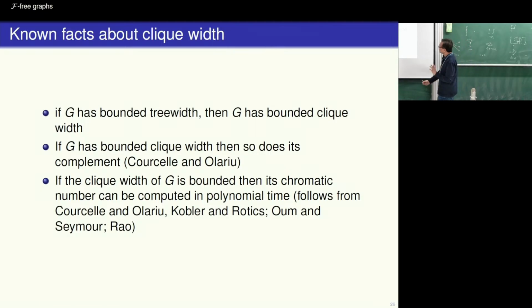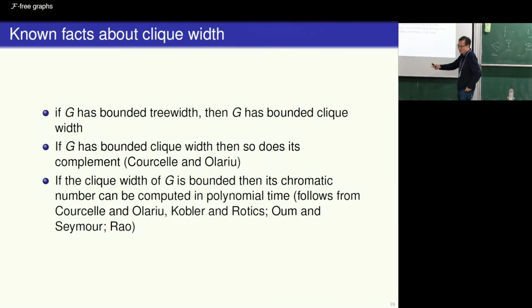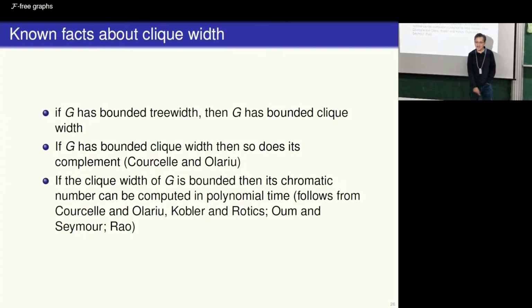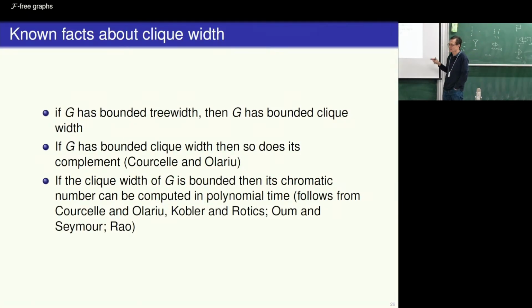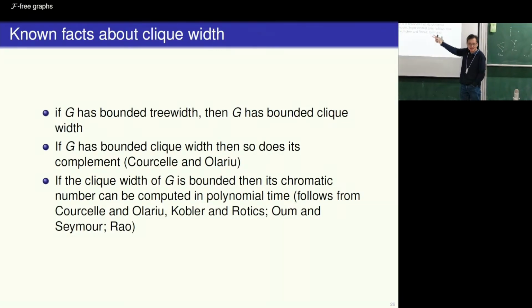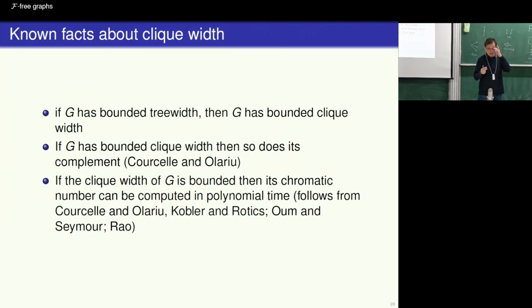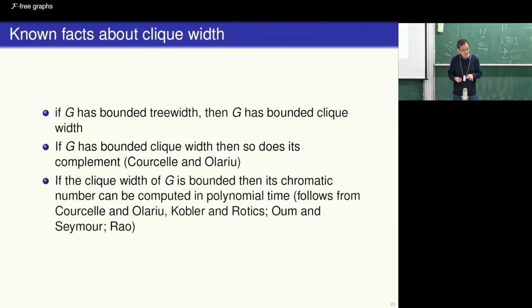And actually, I don't know who was the first to prove this. Maybe you know. I'm totally confused. There are several papers written on this. The paper that I know the most is by Rao. Yeah, I think it's around. And he mentioned this explicitly. The other papers don't mention it explicitly. Right. So this is why we are interested, because we know if a graph has bounded clique width, then we can compute the chromatic number.